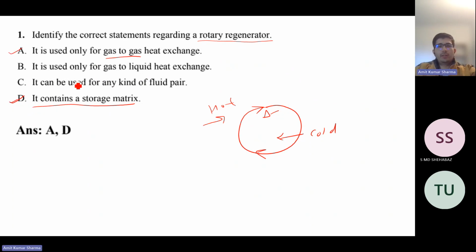If we use liquid and gas, then we cannot have a rotation, because if you are using two types of medium, then there will be more complexity in the system, and it will not work. For more detail, maybe you can also refer to the class notes. I think it's clear. The rotary regenerator is used for gas to gas heat exchange, and it contains a storage matrix.